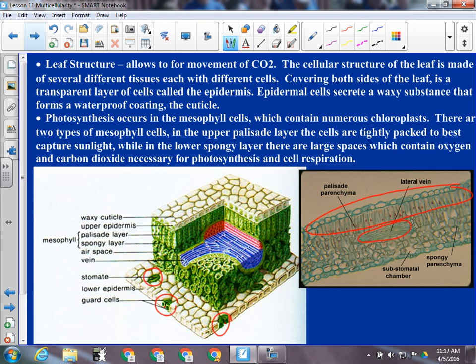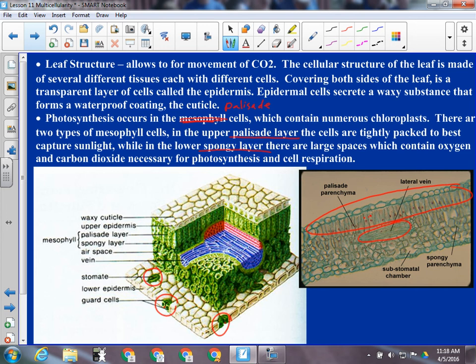So, leaf structure. Photosynthesis occurs in the mesophyll cells. We're going to change that, we're going to say palisade. In the palisade cells, those top cells here, which contain chloroplasts. We have the palisade layer, and then the spongy layer underneath. In the spongy layer, there are lots of spaces, like I said, that hold water and gas.